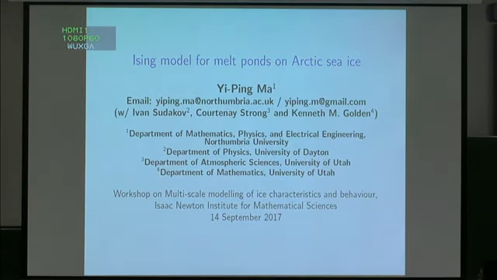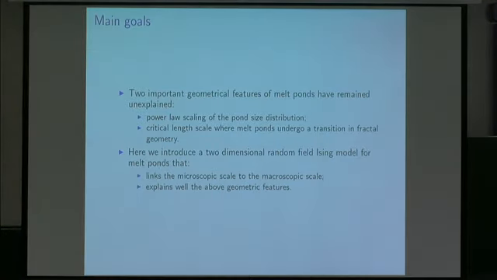Thank you. Okay, so what's the main goal for the talk? As of today, or maybe not for much longer, these two geometric features have not been quite understood. One is the power law scaling of this melt-pond distribution. The other is the critical length scale, where these melt-ponds undergo a transition in fractal dimension.